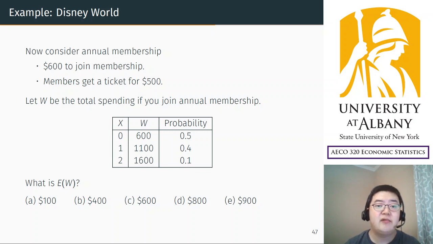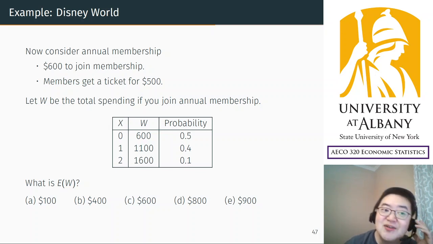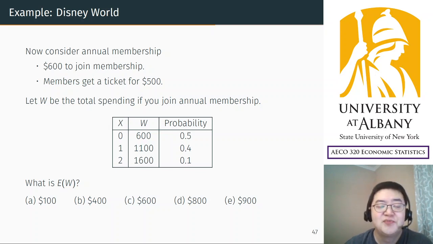and I will consider another tricky example. Now, there is another option. I studied very hard. I researched very hard how to go to Disney World, and I found an annual membership, and I need to pay $600 upfront to join the membership. But when I become a member, I can get a ticket at a discounted price of $500. So I can buy a ticket at $500, but I have to pay $600 upfront.